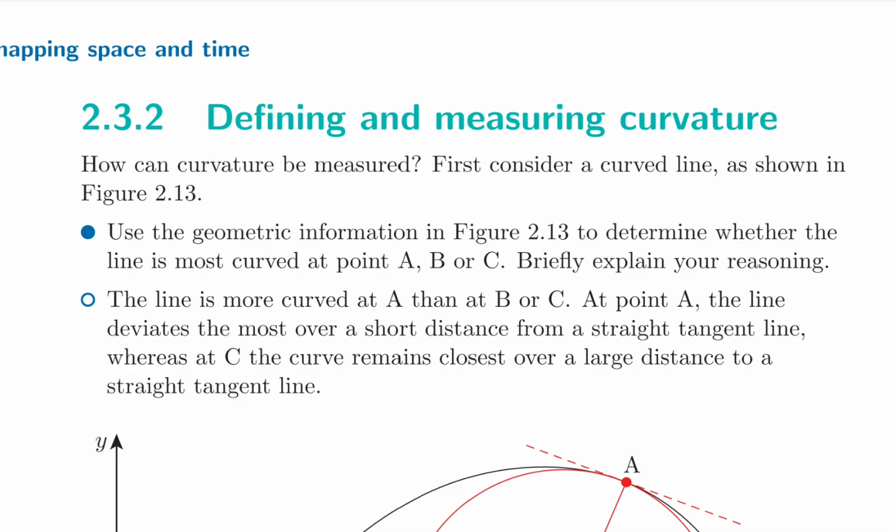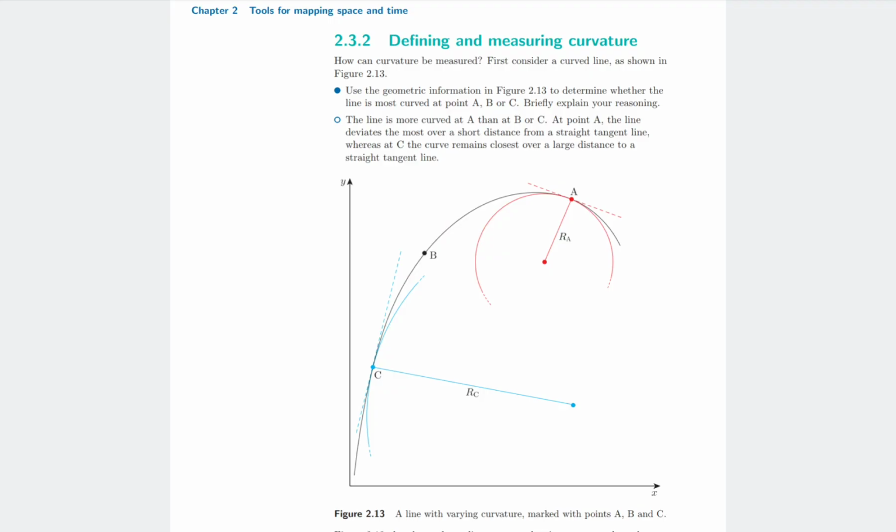Defining and measuring curvature. How can curvature be measured? First, consider a curved line as shown in Figure 2.13. Use the geometric information in Figure 2.13 to determine whether the line is most curved at point A, B, or C. Briefly explain your reasoning. The line is more curved at A than at B or C. The line deviates the most over a short distance from the straight tangent line, whereas at C the curve remains closest over a large distance to a straight tangent line.